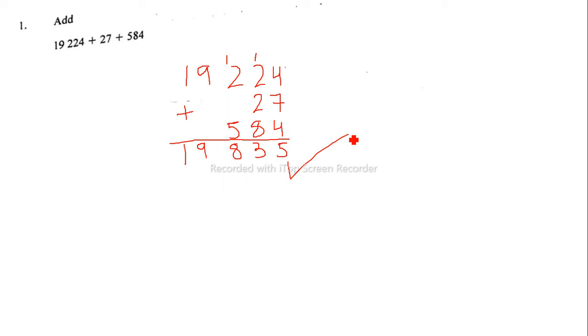Did anyone get that wrong? No, sir. Alright, that's good. If you get that wrong, boy, I don't know what to say. Okay, 5, 8, 4. So 19,835.